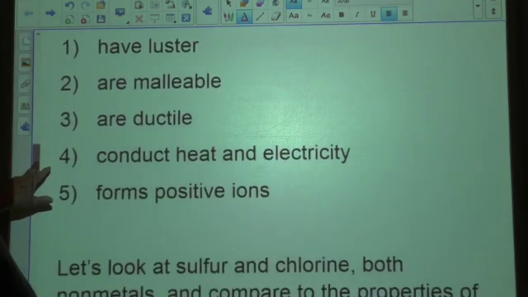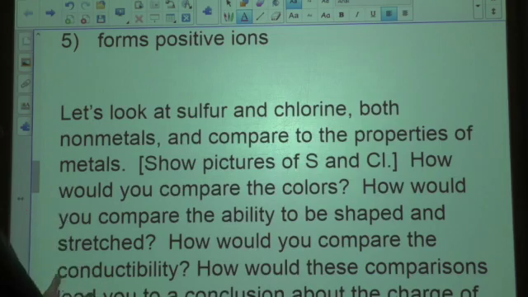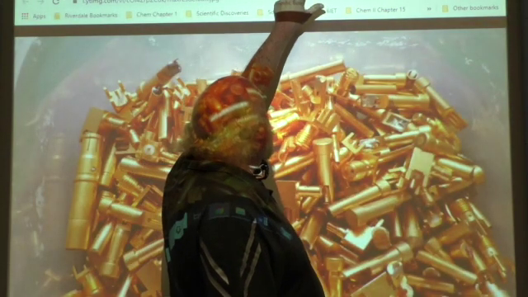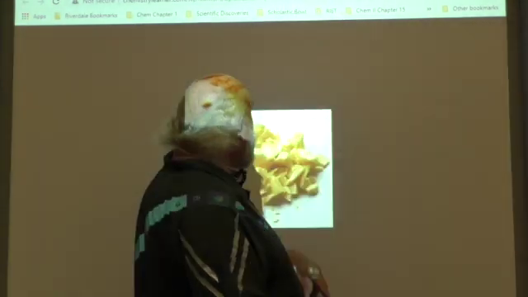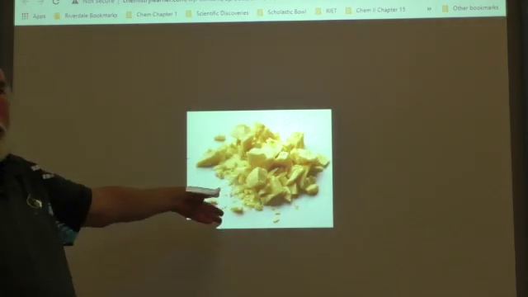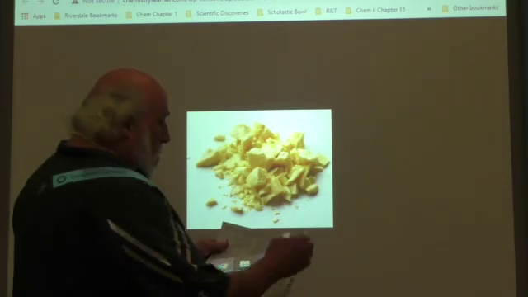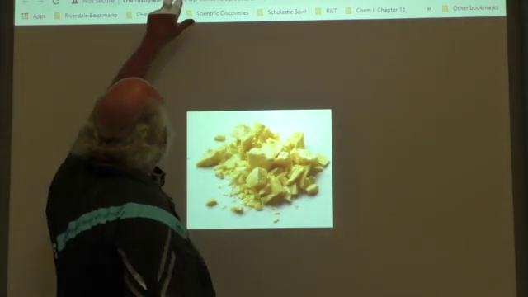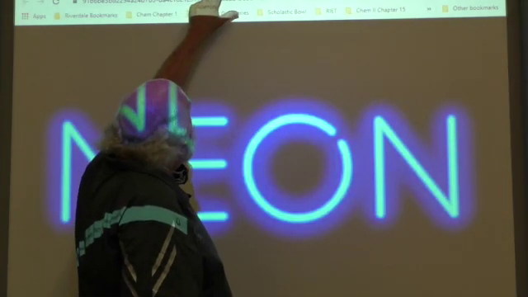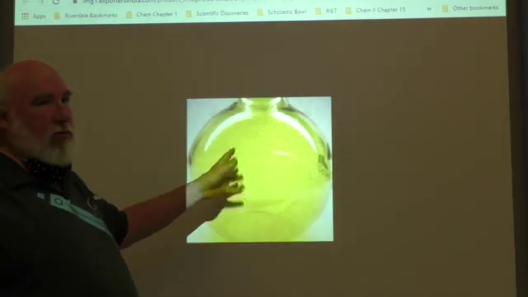Now, the next one we're going to talk about are nonmetals. So in this case here, we take a look at a solid. If you take a look at the periodic chart, sulfur is over to the right, but look, it's chunky. It's a solid. However, you go over a little bit more to chlorine. There's the chlorine. There's chlorine gas, kind of a mustard-looking gas.